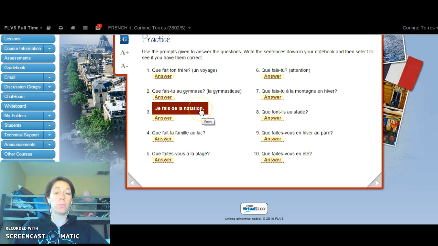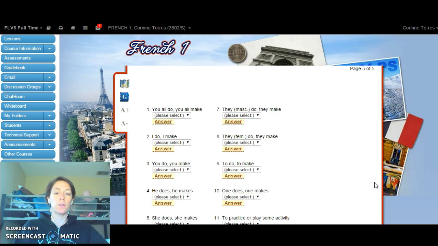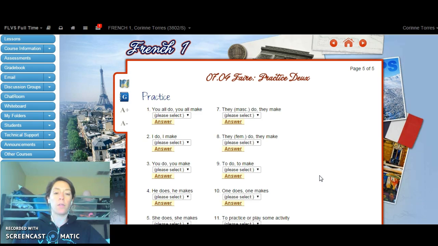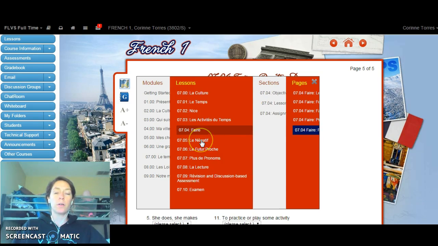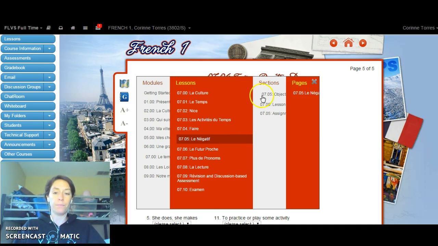So you have to go through the practice of this lesson as well to write down all of the expressions for faire. And again, like I said, go to your help center. There's probably a list of all these expressions there already for you. So that's what you're doing for 704. You're taking this verb to do or to make and using it in these different expressions that you're learning about.